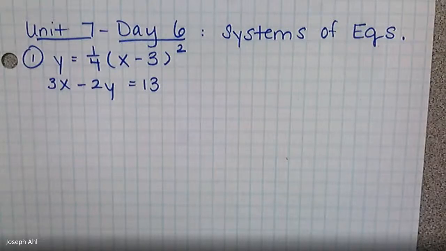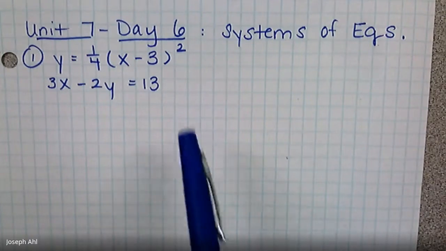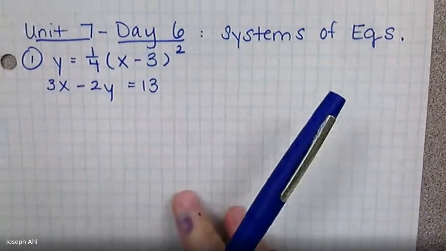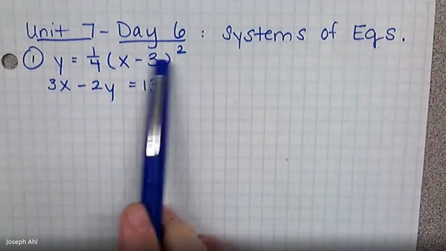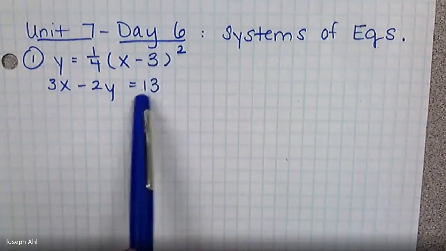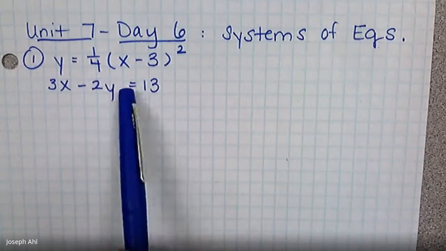Hey, Algebra 2 honors students, this is going to be Unit 7, Day 6, and today we're talking about how to solve systems of equations. Now, in this unit, we're looking at quadratics, right? That's our main topic in Unit 7. If you look at the two equations given in number 1, the first one is quadratic. It's going to have an x squared term in it, but the other one's not.